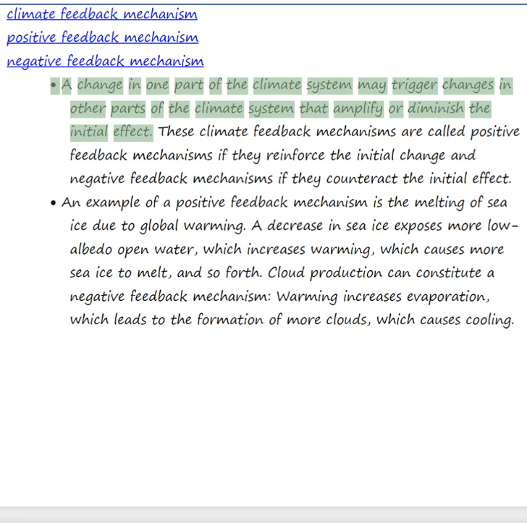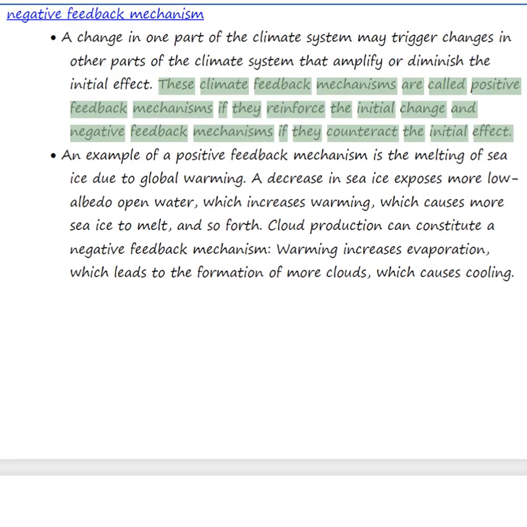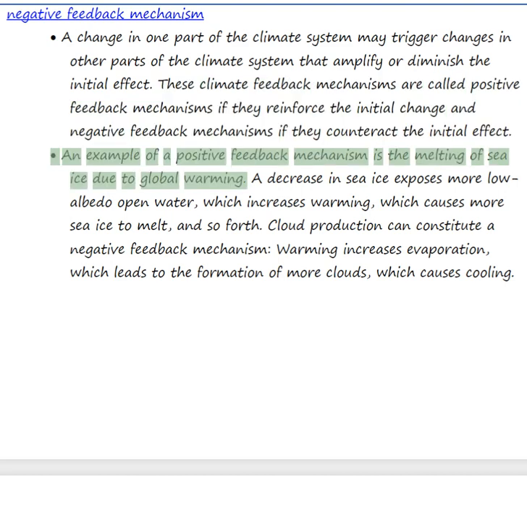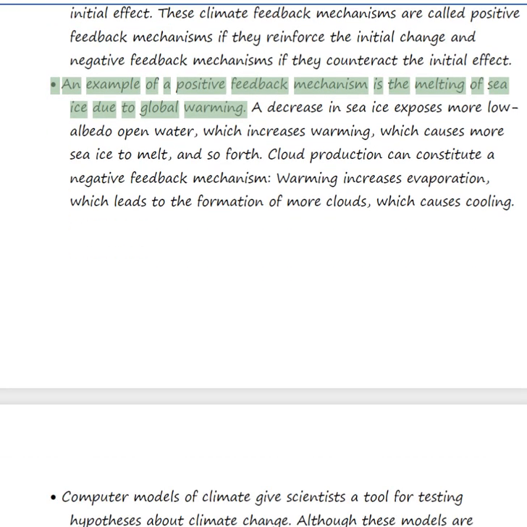A change in one part of the climate system may trigger changes in other parts of the climate system that amplify or diminish the initial effect. These climate feedback mechanisms are called positive feedback mechanisms if they reinforce the initial change and negative feedback mechanisms if they counteract the initial effect. An example of a positive feedback mechanism is the melting of sea ice due to global warming.